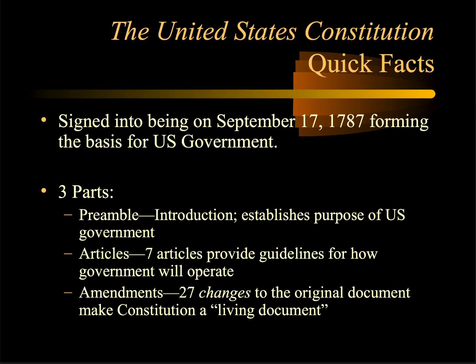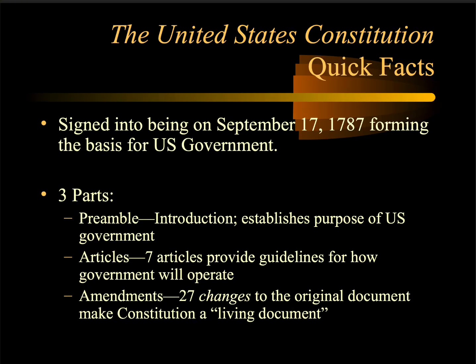First, think about the United States Constitution. There are some quick facts I want to share before we dive deep into it. Signed into being on September 17, 1787, forming the basis for U.S. government. It has 3 parts: the preamble, articles, and amendments. The preamble is the introduction. It establishes the purpose of U.S. government. The 7 articles provide guidelines for how government will operate. And the amendments consist of 27 changes to the original document that make the Constitution a living document.